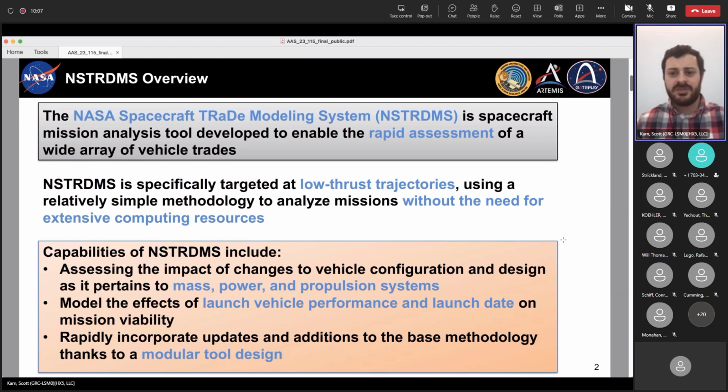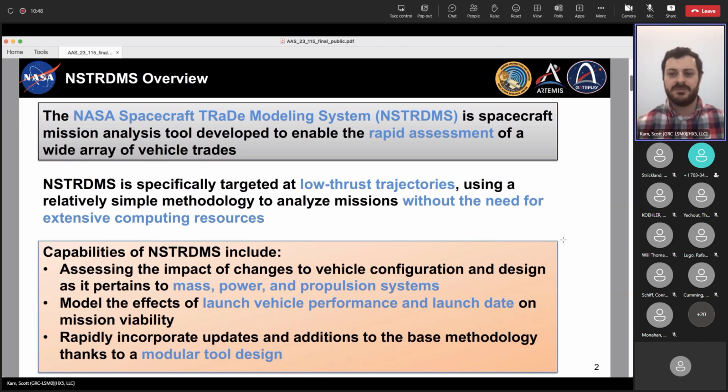But with the demands of the project changing relatively rapidly, we often have quick turn analyses that need to get out the door pretty fast. And so using our high fidelity tools to run trades on these low thrust trajectories can be kind of infeasible within the timeframes necessary. So over the last 2 years, we've developed NSTRDMS primarily to run trades on vehicle mass, power, and propulsion system performance as it relates to PPE. We've also, over time, added in the capability to take a look at launch vehicle performance and the effect of launch date, as well as a couple other items that I'll talk about.